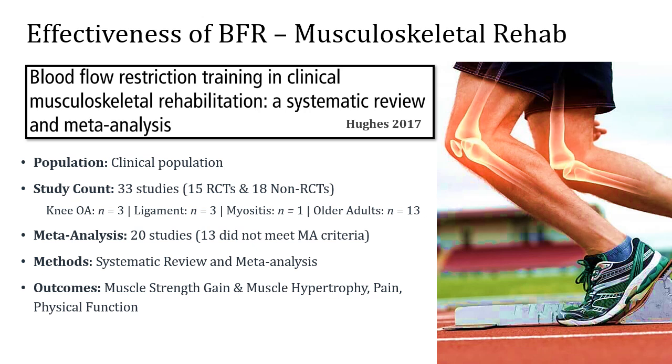Unfortunately, again, they stated within their methods that though they wanted to include it, there just simply weren't the studies available. However, the purpose of including this systematic review, particularly amongst all the other 49 that have been published in the last 10 years, is that this was the first one done on the clinical population, and it has 20 studies included within the meta-analyses. It was done by a premier researcher, Hughes, who consistently is all over the BFR research. Outcomes here, they looked at muscle strength, muscle hypertrophy, pain, as well as physical function.